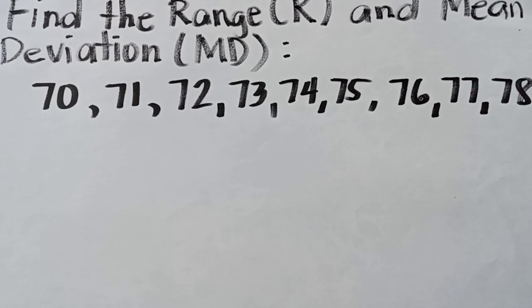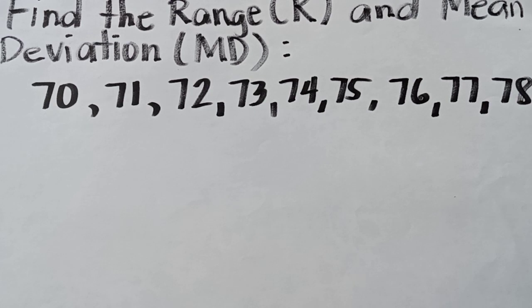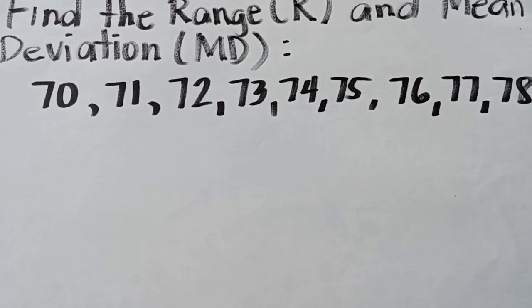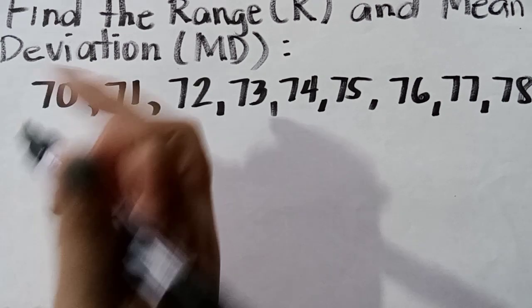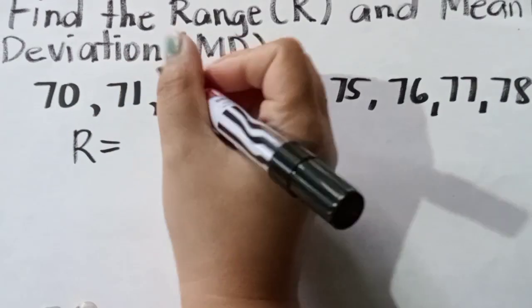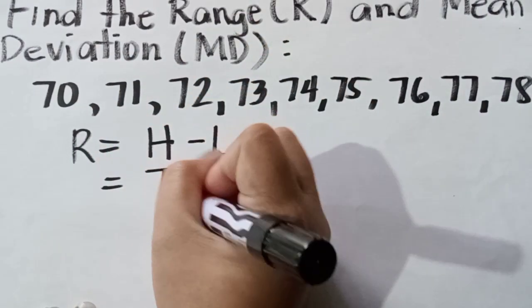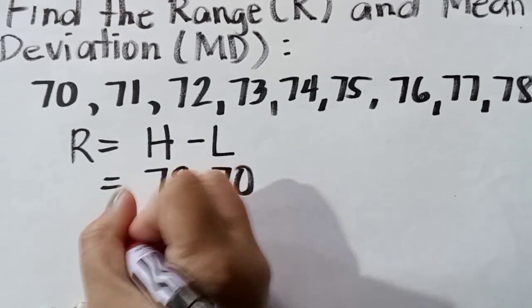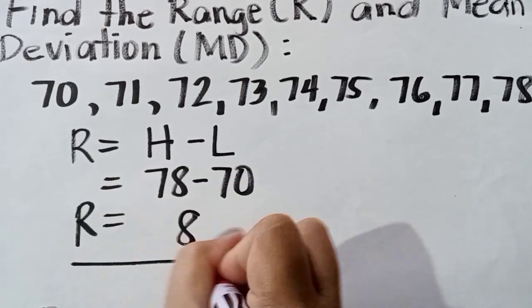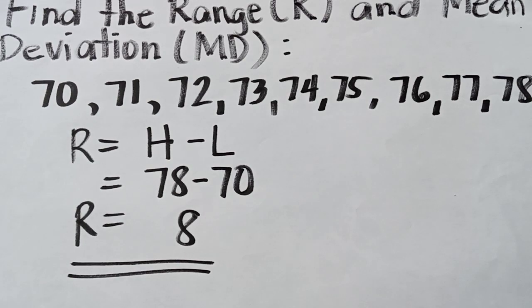Class, let us have another example. Let's find the range and the mean deviation of this given data: 70, 71, 72, 73, 74, 75, 76, 77, and 78. Of course, you need first to find the range. In finding the range, use the formula: range is equal to the highest value minus the lowest value, wherein the highest value here is 78 minus 70. So we have here 8 as our range. So therefore, this will be the range of this given.